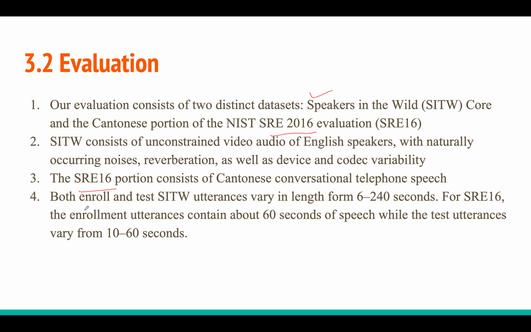They say both enrollment and test Speakers in the Wild utterances vary in length between 6 to 240 seconds. And for SRE 16, the enrollment utterances contain about 60 seconds of speech, while tests are 10 to 60 seconds in length.